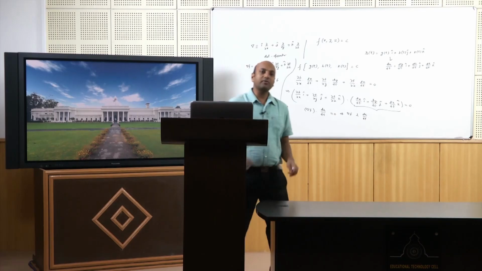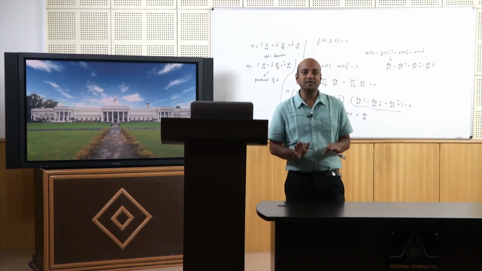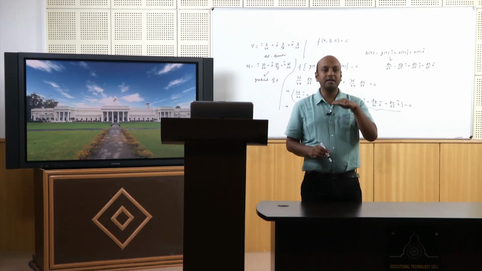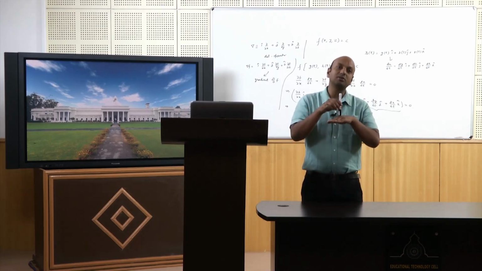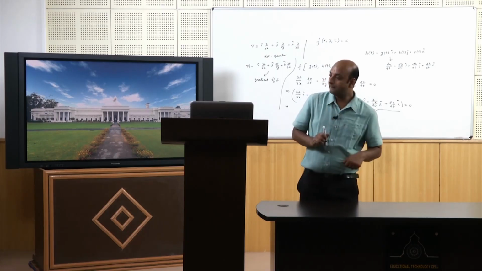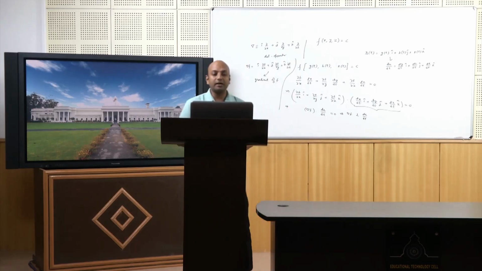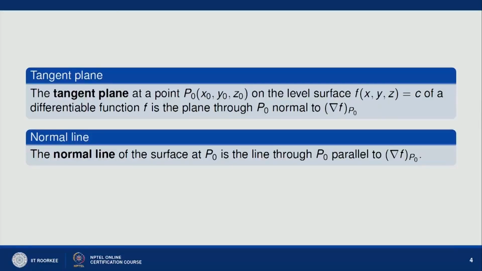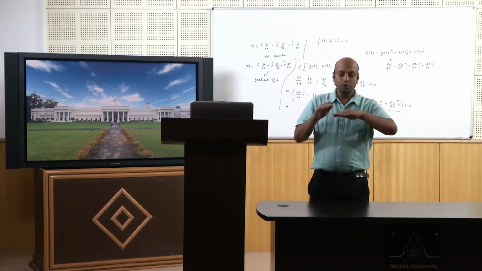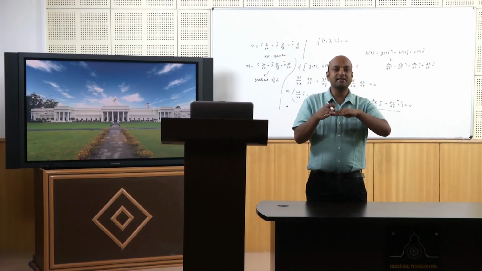So, what does the gradient of f give at a point on the surface? The gradient of f simply gives a vector normal to a surface. Now, suppose you want to find a tangent plane at a point x naught, y naught, z naught. So, how will you find it? You have some surface f(x, y, z) equal to c, and at some point x naught, y naught, z naught, you want to find a tangent plane.